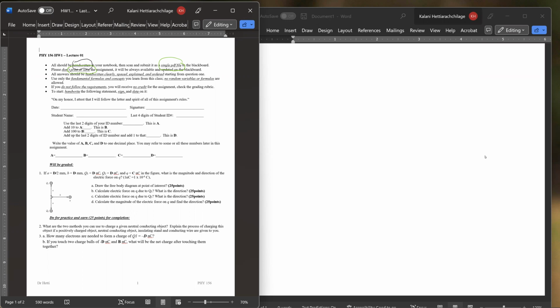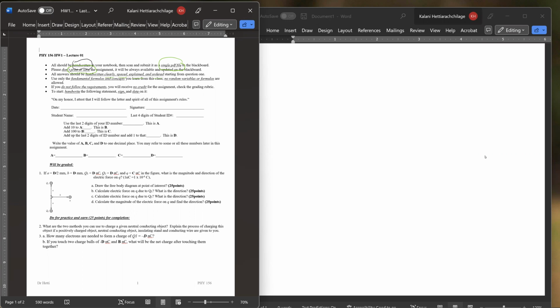And the third one is all answers should be handwritten, clearly spaced out and explained, and should be in question order starting from question number 1. Okay, and then use only fundamental formulas and concepts that you learn from this class. I don't want random variables, random formulas that I never taught you. So it's very important that you use the formulas you are writing while watching the lecture part. You are writing the formulas that we discuss in that lecture. Those are the fundamental formulas that you can use throughout the semester.